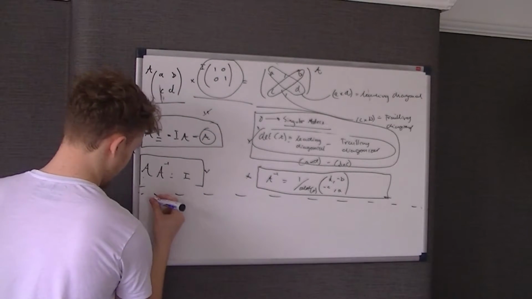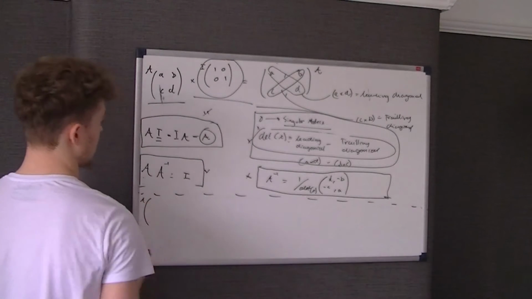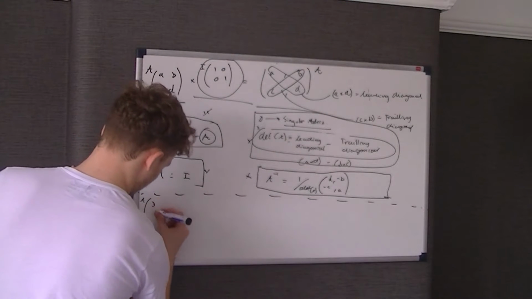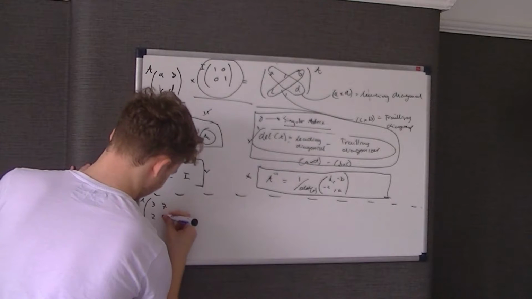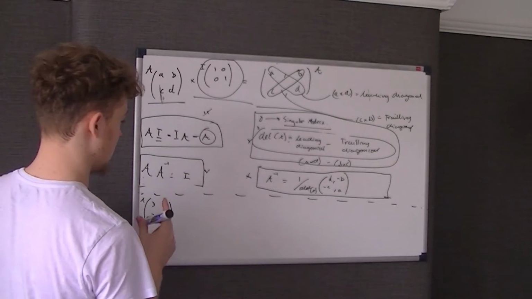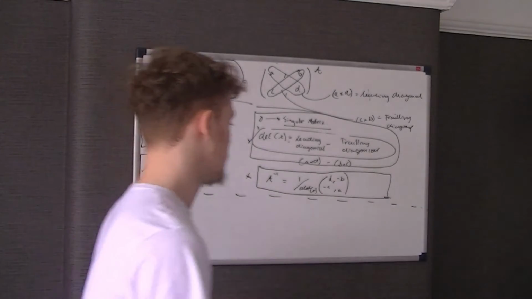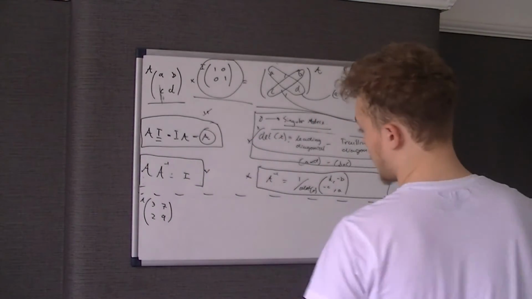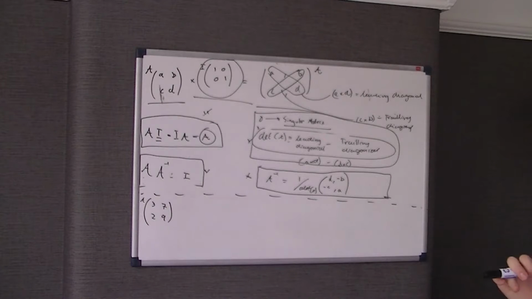So if we've got a matrix, we'll call it matrix A, and we'll do it 3, 2, 7, 9. And we want to find the inverse matrix.